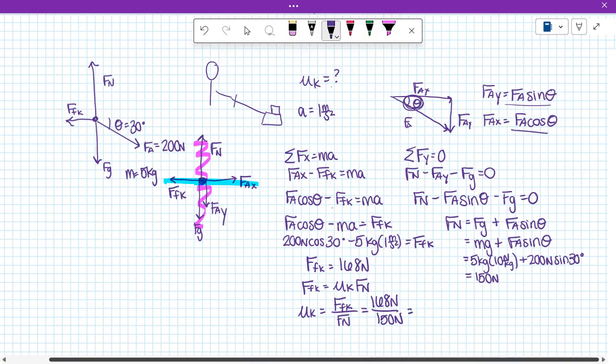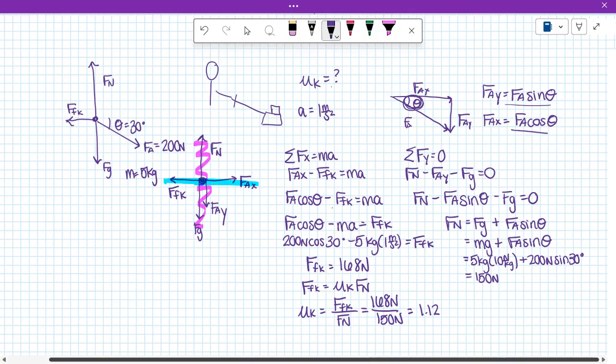So based on the numbers I gave, the coefficient is 1.12. Now you might remember I said that the coefficient in our classroom is usually going to be less than 1. That is the truth. I just made these numbers up off the top of my head, which is why we're getting a really big coefficient of friction. So that's why the numbers aren't necessarily working out.